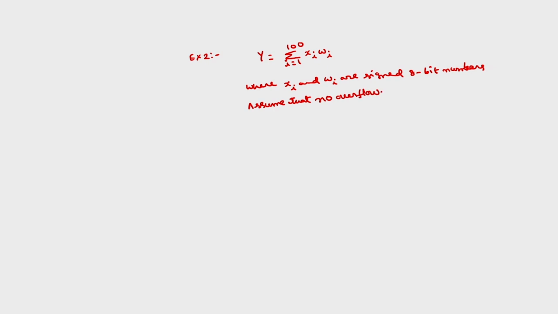To compute y equals sigma xi wi, we have 100 numbers of x and 100 numbers of w; you have to multiply and then add. This is nothing but the MAC operation, multiply and accumulate. This type of operation is used in many digital signal processing applications. You can multiply and accumulate.